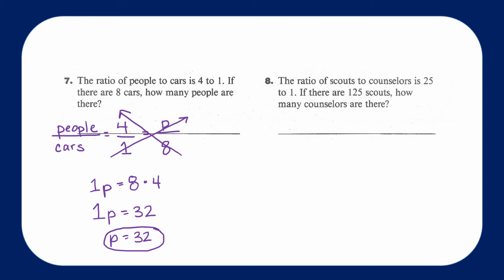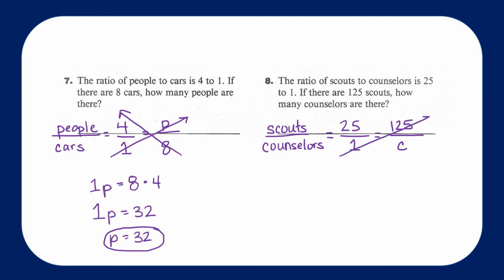Question 8. The ratio of scouts to counselors is 25 to 1. If there are 125 scouts, how many counselors are there? So I'm going to make scouts my numerator and counselors my denominator. And it's 25 scouts to 1 counselor. And our problem says that we have 125 scouts. And how many counselors will that be?